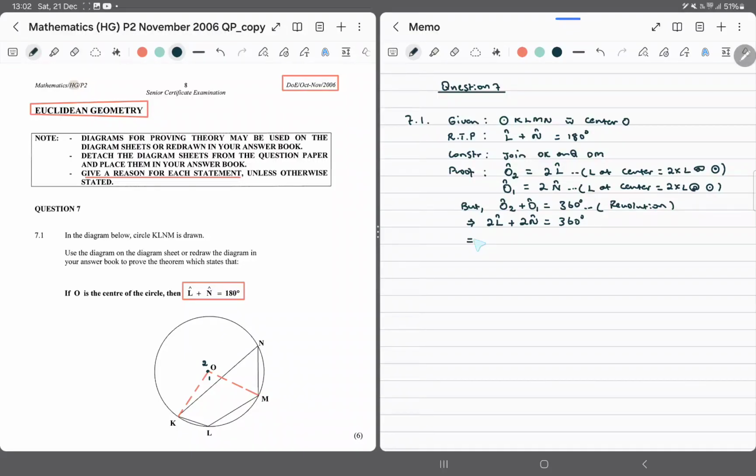Now what can we do? If we look at our 3-step approach, we've got a common factor here. So we take out the highest common factor by factorization. And then we divide by 2 throughout. So we will have angle L plus angle N is 360 divided by 2.